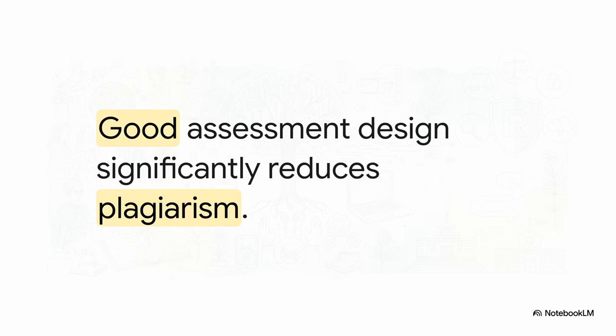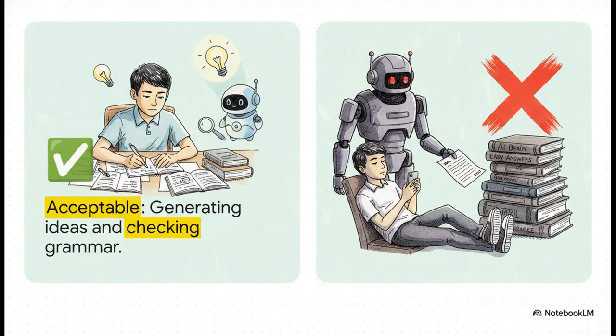Let's be real, if an assignment can be perfectly completed by a single copy and paste, the assessment itself probably needs a redesign. So AI is obviously an incredibly powerful tool, but we have got to draw a clear boundary. On one hand, AI is fantastic for brainstorming, explaining tough concepts, or checking grammar, but it crosses a massive ethical line when it substitutes the learner's own thinking.